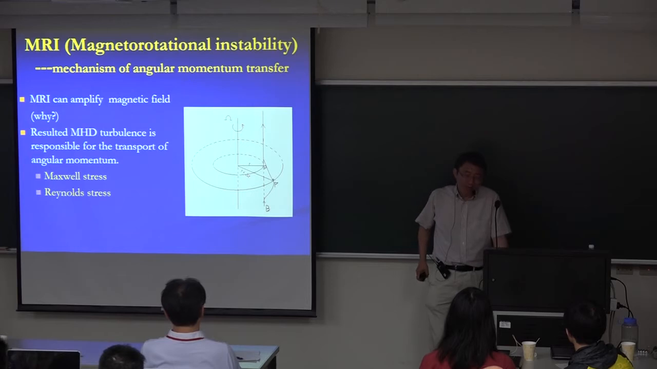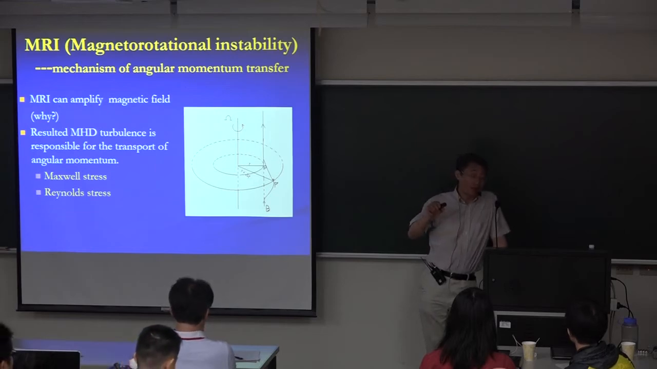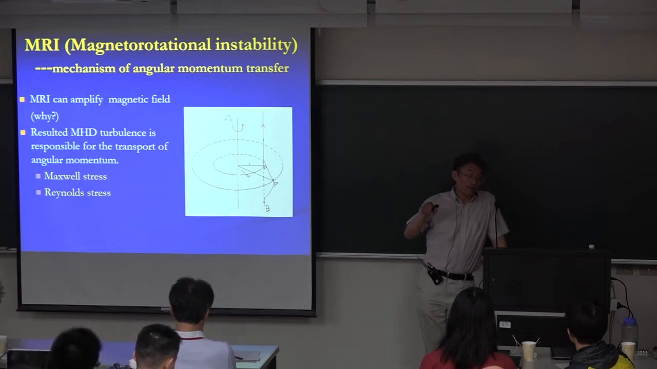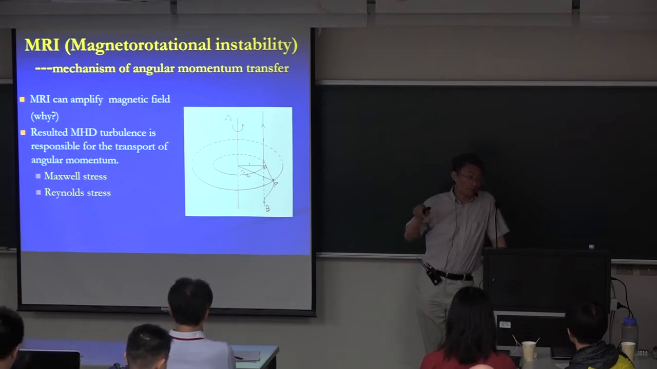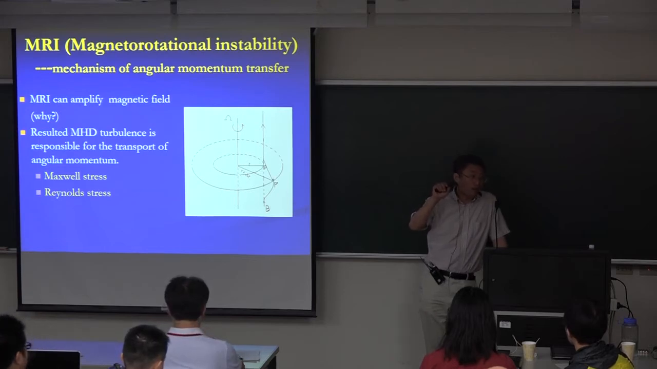Well, I propose one paper to you. This is written by John Hawley, maybe in 2008. That paper discusses this question. Briefly speaking, we have a typical wavelength for MRI. This is the wavelength where the growth rate is maximum. MRI in this wavelength grows much fastest. So the grid of our numerical simulation must be smaller than such wavelengths. This is a very rough description.